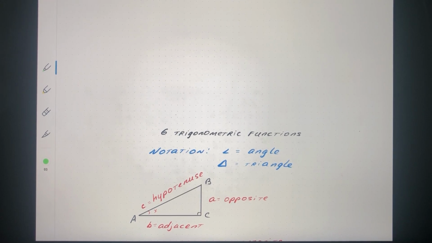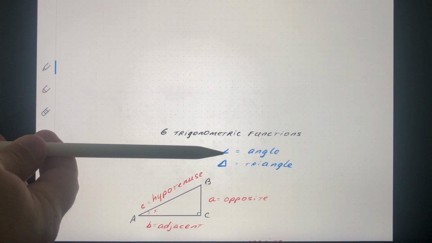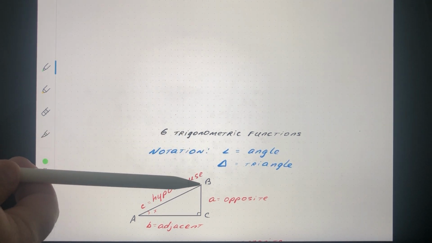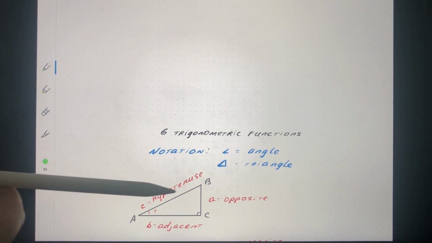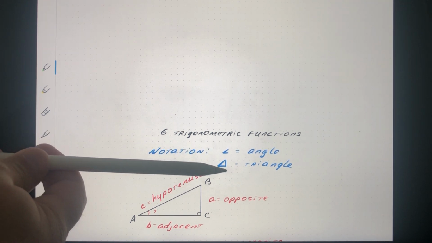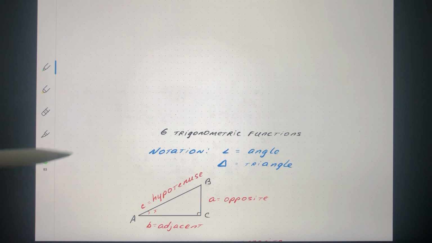Hi, in this video we will look at the 6 trigonometric functions. First, a small note on notation. This little symbol means angle, so we might see angle B or angle A. And this little symbol means triangle, so we might see triangle ABC.